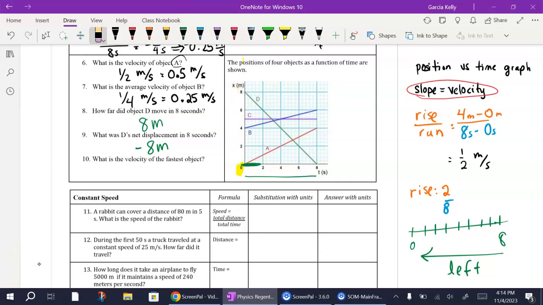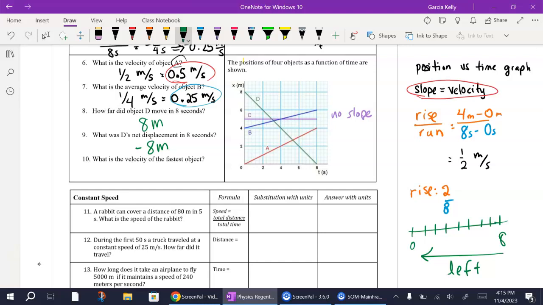For the next question, we're looking at which object is moving the fastest. So the object that would have the biggest slope is the one that's moving the fastest. So C has no slope, so it has no speed. We said that object B has a velocity of 0.25. Object A has a velocity of 0.5. The only one that we don't know is D, so let's go ahead and take a look at that.